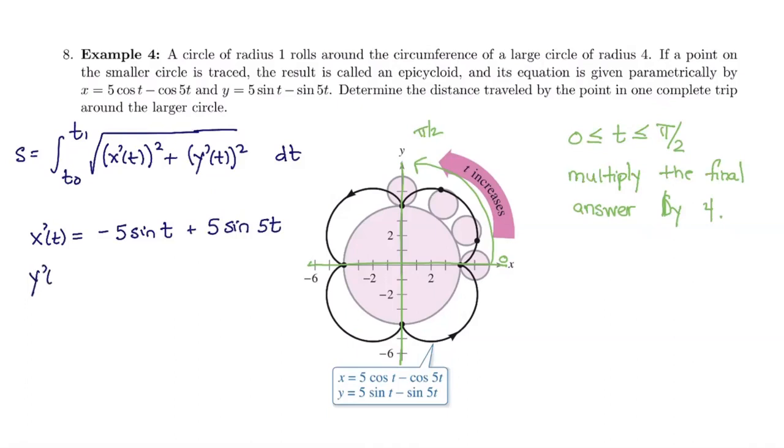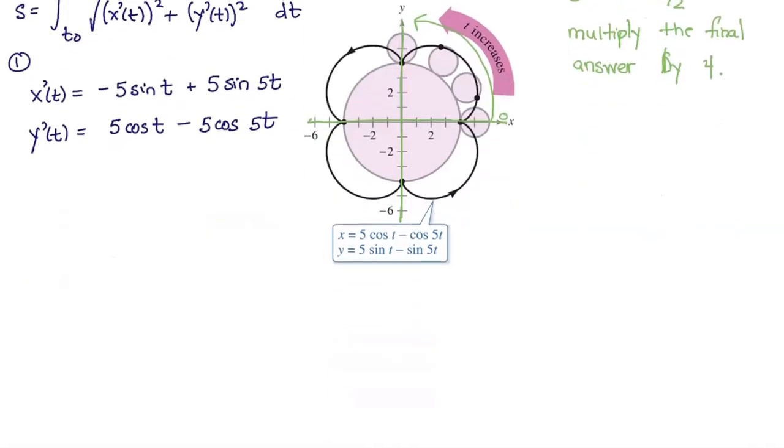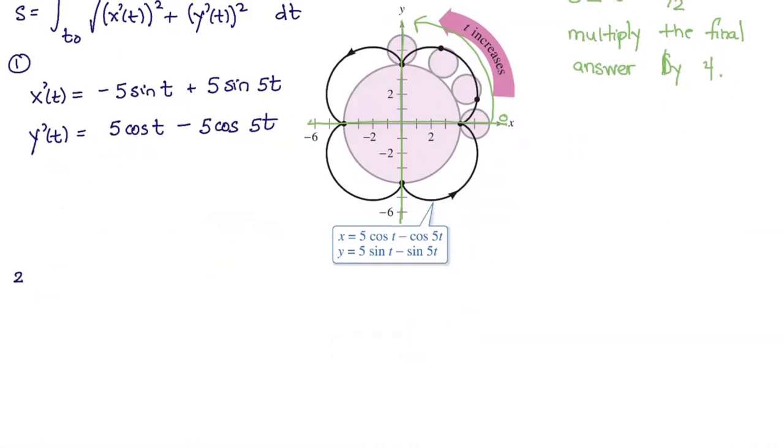Y prime of t is going to equal 5 cosine of t minus 5 cosine of 5t. And that's the first part, or the first phase, of this done. The second phase is that we have to square x prime and y prime.